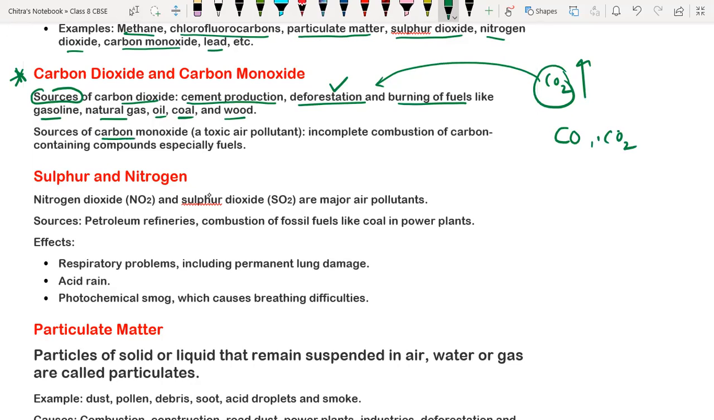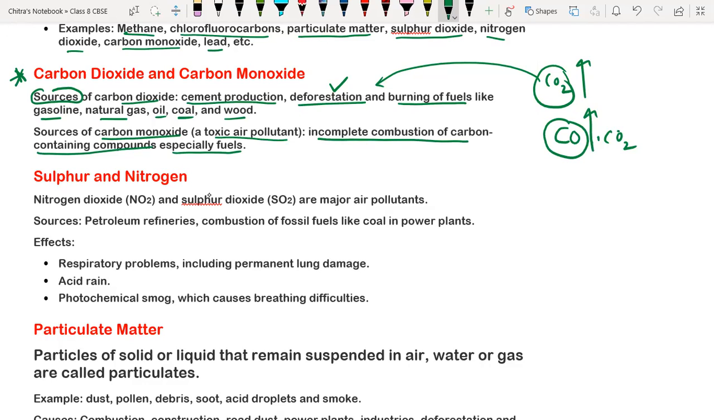Now the sources of carbon monoxide. Carbon monoxide is a toxic air pollutant, very toxic in nature. It is released from the incomplete combustion of carbon-containing compounds, especially fuel. When any hydrocarbon or carbon fuel is burned in a limited supply of air, then carbon monoxide gas is released. So these are the main sources of carbon dioxide and carbon monoxide.